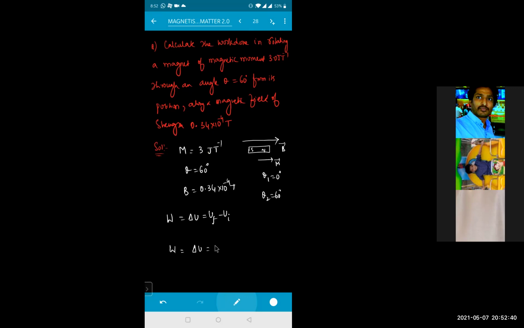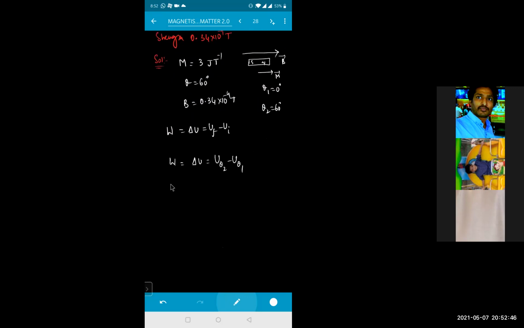Delta U will be equal to your energy at theta 2 minus energy at theta 1. That means work done will be equal to the potential energy at 60 degrees minus the potential energy at 0 degrees. So that will be equal to minus MB cos 60 minus, minus MB cos 0 degrees.